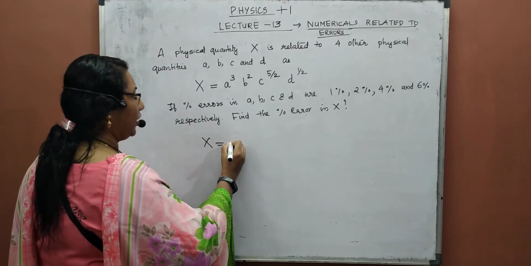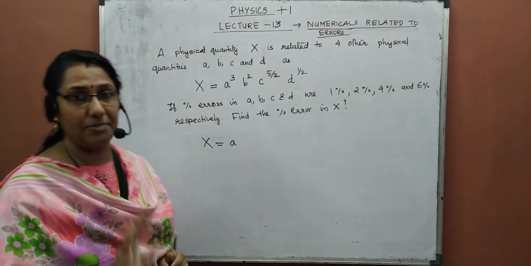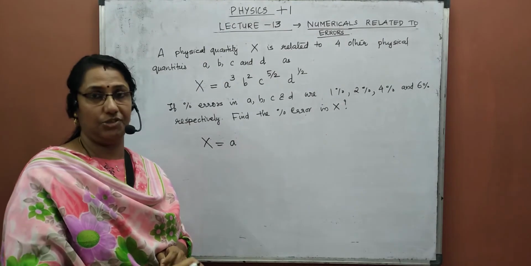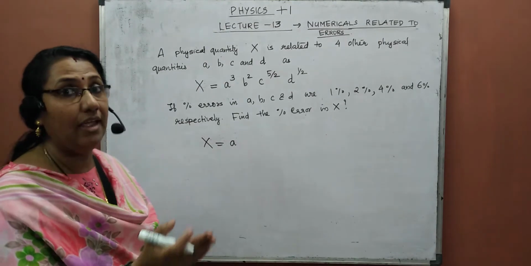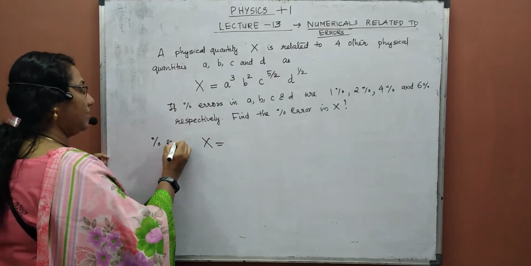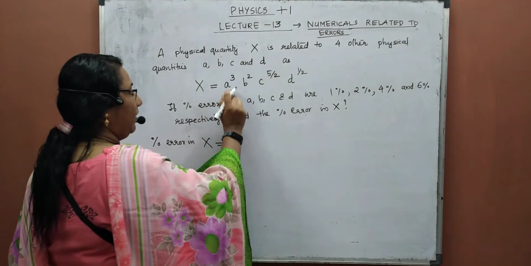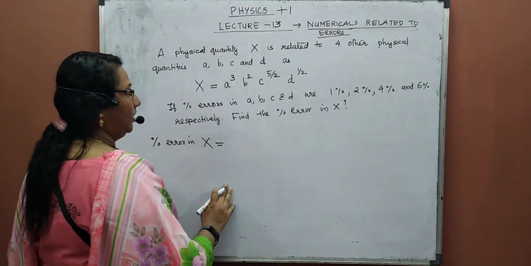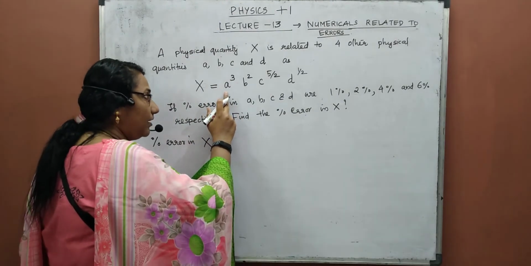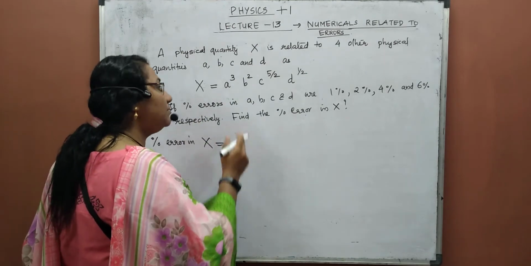X is equal to A cube means A into A into A. For one A, there is a percentage error. Next time also A, again percentage error. Next time also A, again percentage error. So, percentage error in X is taken as follows: when a power is given, multiply that power with the error. That is, A is taken three times, so we have to take three times the error in A.